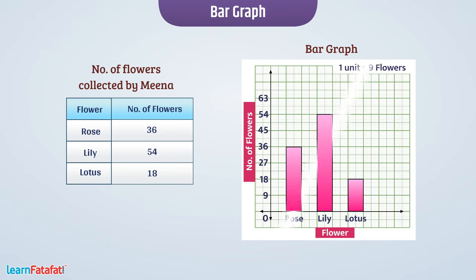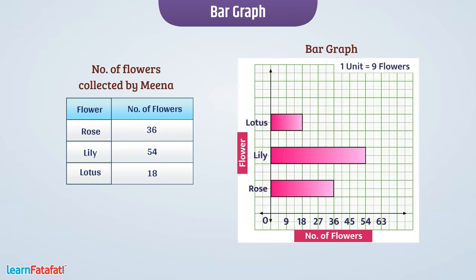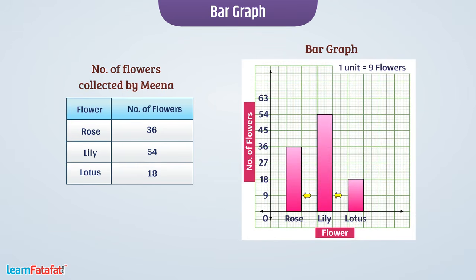In bar graphs, the data is represented in the form of bars of uniform width drawn horizontally or vertically with equal spacing between them. Length of each bar is proportional to the data which it represents. Let's understand this with an example.